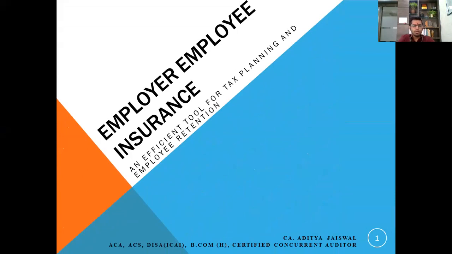Friends, almost 5 years back, this insurance scheme was not very popular, but over the years, this scheme has become extremely popular, especially among the corporates, non-corporates, and even small and medium-sized firms. They use it as an excellent tool for planning their taxes and retaining their talented employees.